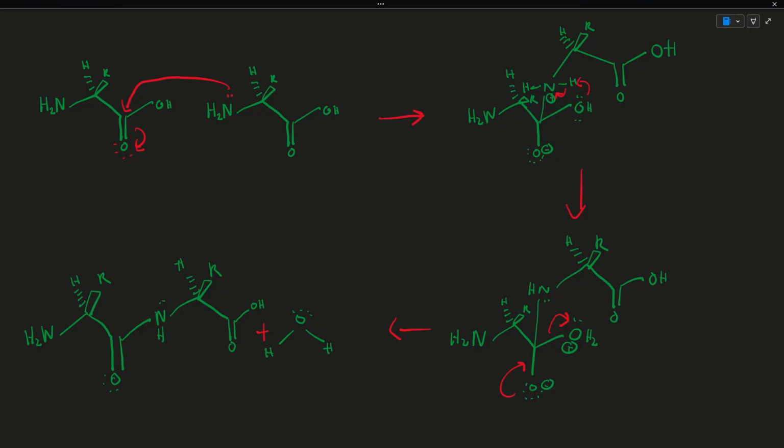And then now you're going to have a water molecule. What's going to happen is the electrons from the negatively charged oxygen are pushed back to reform the double bond, and that's going to allow the H2O attached to it to act as a leaving group. It's going to leave, and the result is the peptide bond formation as well as a water molecule.